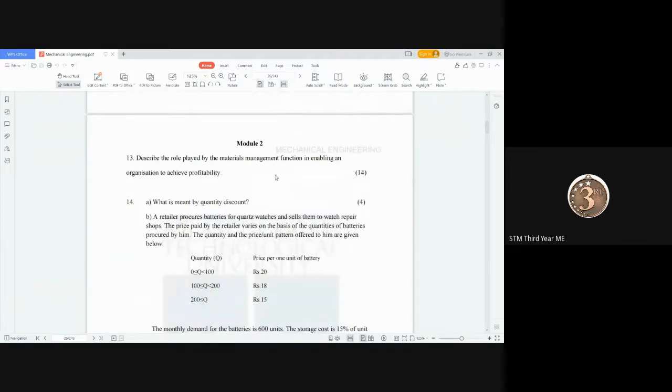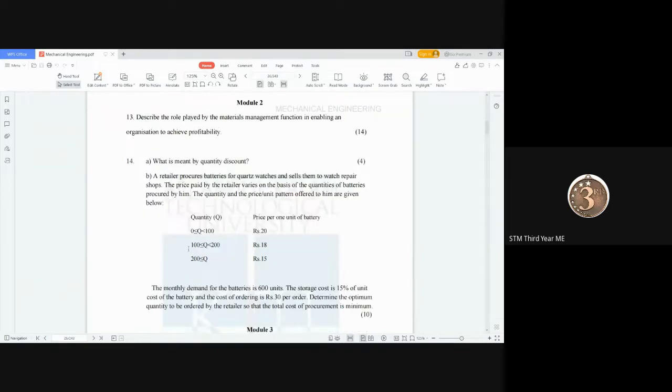Rarely they ask a 14-mark question completely. For module 2 it is asked here: describe the role played by the materials management function in enabling an organization to achieve profitability. It's a 14-mark question, so you have to elaborate in detail. If there is a problem, we can attend it directly because there are 10 marks for that itself. Then a small mark is there for the theory section, and you can include only a little. Here it's only 4 marks, so you can include about 8 points.